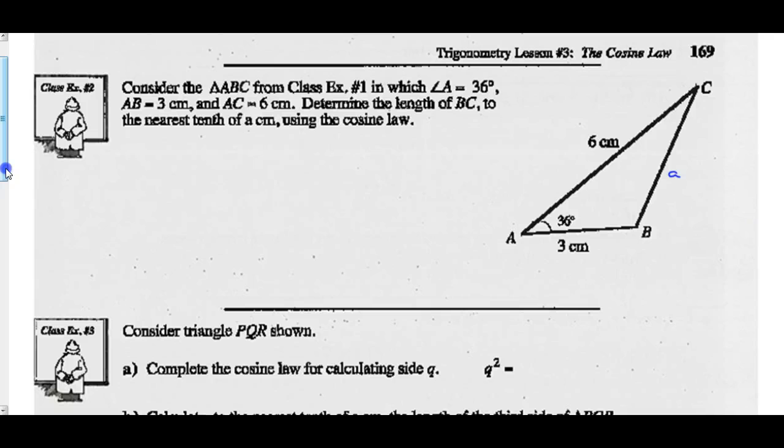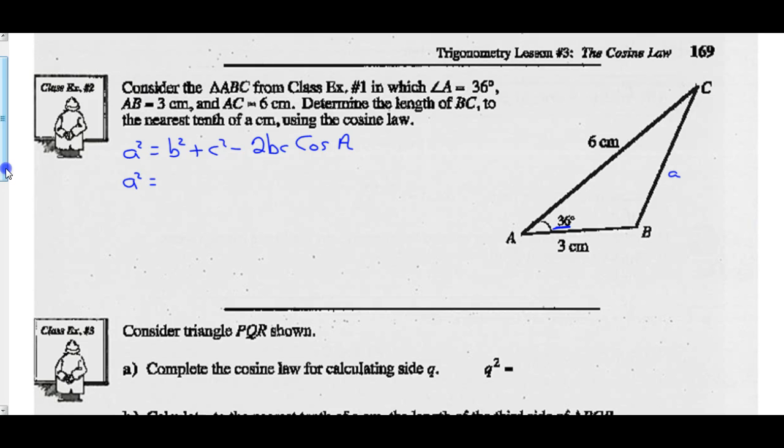If I want to use the cosine law, I'm looking for lowercase a. I need to know the angle opposite. So angle A is 36 degrees. So if I want to write the cosine law, a squared equals b squared plus c squared minus 2bc times the cosine of angle A. Well, I'm not sure what a is. That's what we're asked to find, length BC, so that's our unknown.